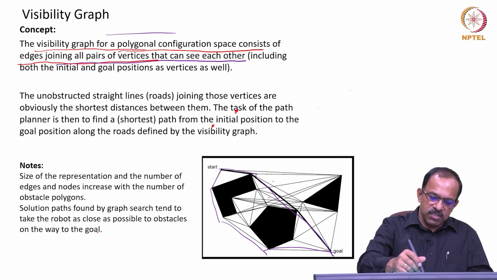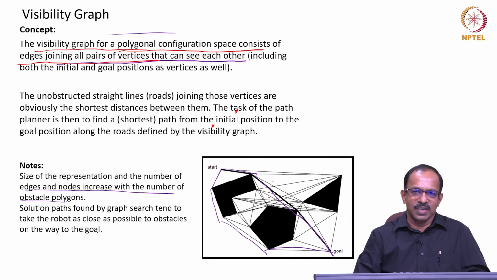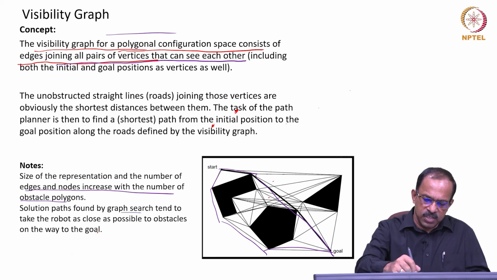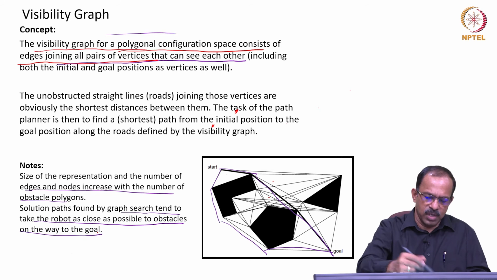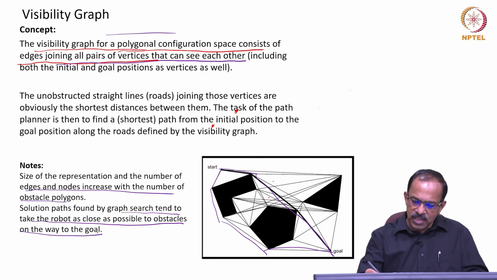But the difficulty is that as the number of obstacles increases, you will be having a much more complex graph. It may find it difficult to handle it. Solution paths found by the graph search tend to take the robot as close as possible to obstacles on the way to the goal. So that is another disadvantage here, because as you can see here, the robot may be going very close to the object.